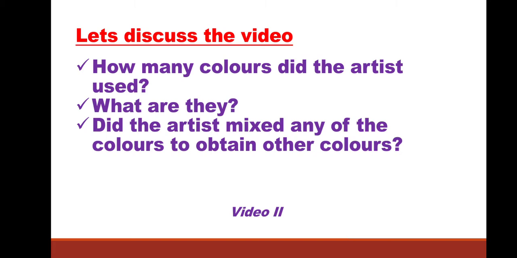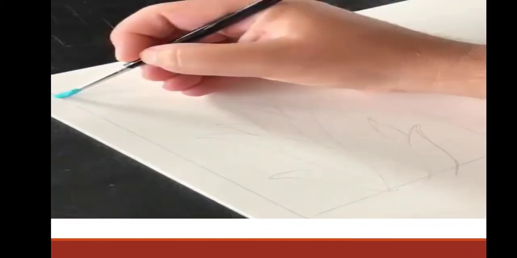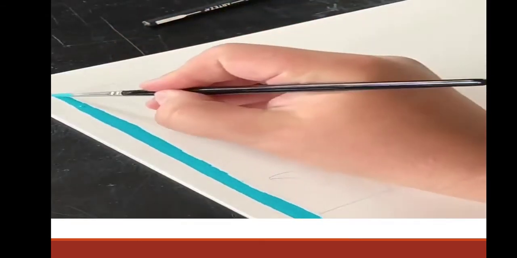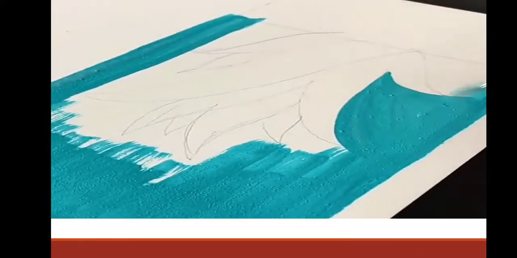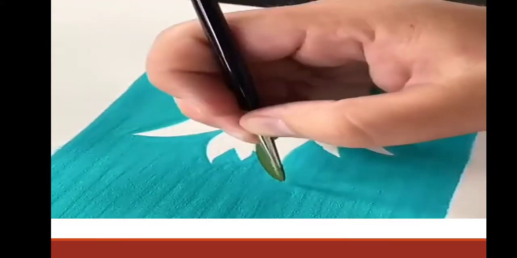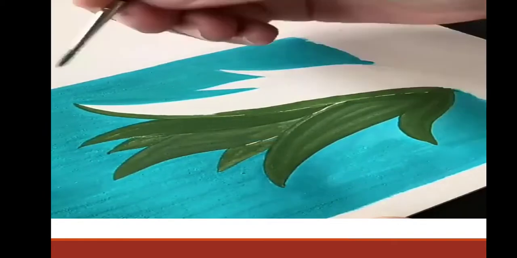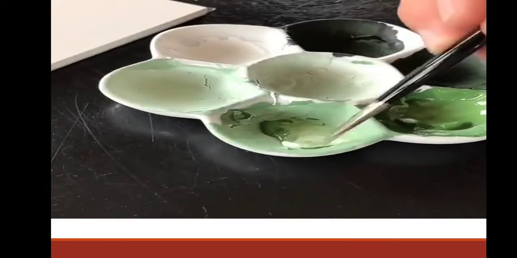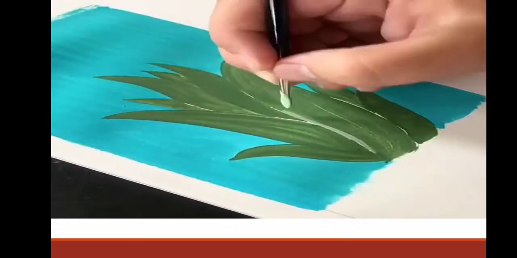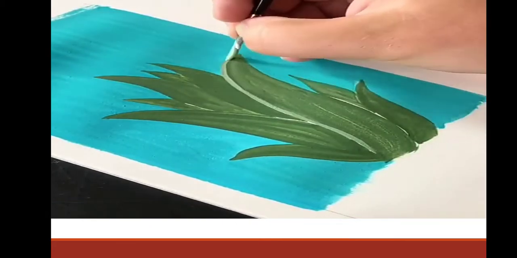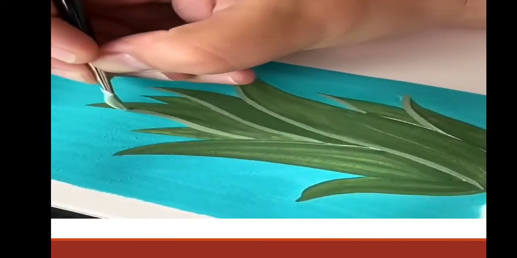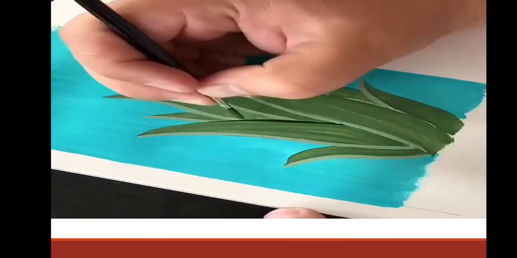So if we are to go back to the video, how many colors can you tell me that he used for his painting? So let's take a critical look at the painting or the artwork once more. And as we observe it, we can now come out with the number of colors that he used. So far, we can identify blue, we can identify deep green, we can also identify light green.